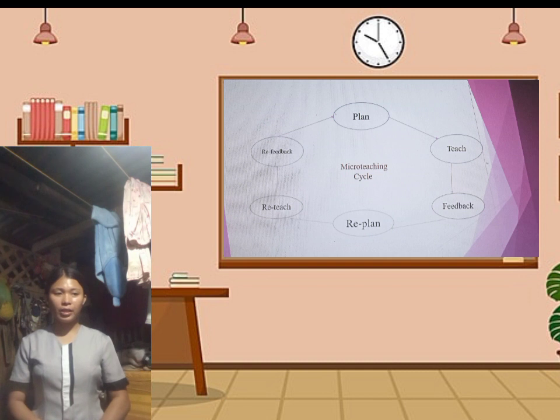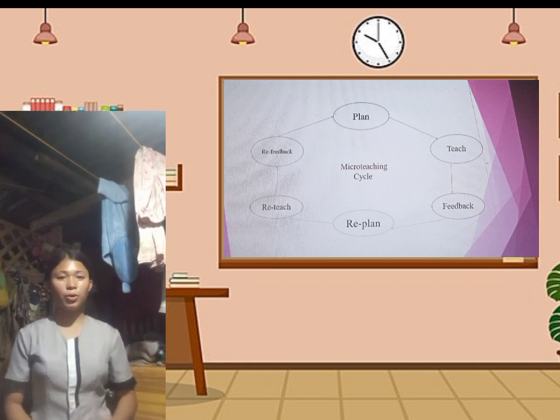The next cycle is feedback. Feedback is to give information to the student teacher about the performance. The information includes the points of strength as well as weakness relating to his or her performance. This helps the teacher to improve his or her performance in the desired direction.